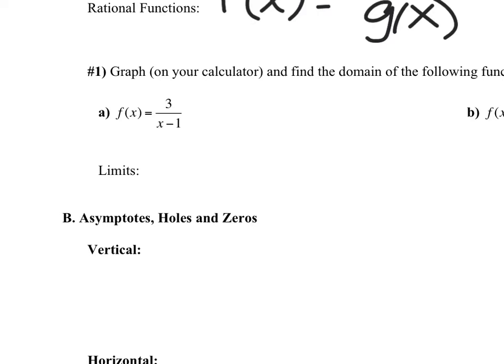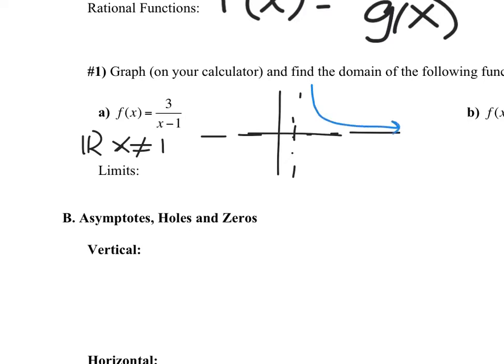Okay? So graph it on your calculator. So let's go ahead and draw a little sketch of the graph. It looks like there's a problem at 1, right? So the domain is going to be all reals except for when x equals 1. And at 1, there's an asymptote there. And then we're also going to learn that there's an asymptote at 0 here. Okay? And that's where the limits are going to come into play a little bit. So here's our graph, just a sketch of it.